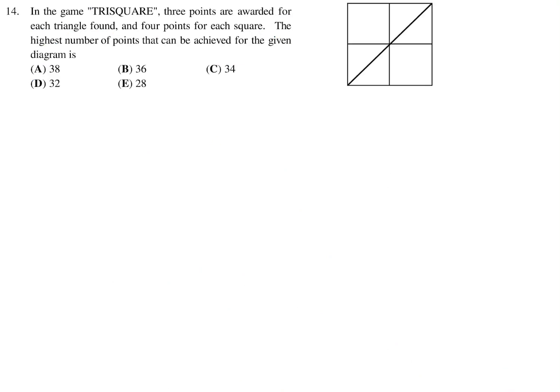In the game Try Square, 3 points are awarded for each triangle found, and 4 points for each square. The highest number of points that can be achieved for the given diagram is. Okay, first let's figure out how many triangles we can find. Looks like there's one there, one here, and one here. And then of course, those are the small ones. And then the big ones would be this big one here and this big one there. So that essentially means 6 triangles.